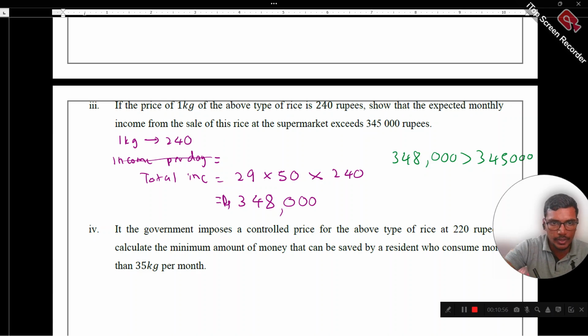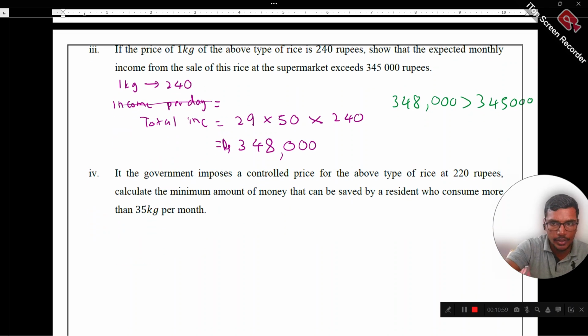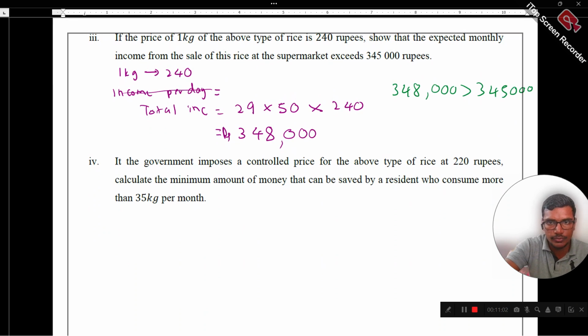Then they say, if the government imposes a control price for the above type of rice at 220 rupees, what is the loss for the owner? Earlier he sold for 240, then the loss per kilogram will be 240 minus 220, rupees 20. He should undergo a loss of 20 rupees per kilogram.